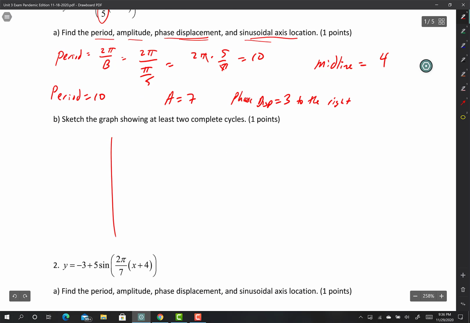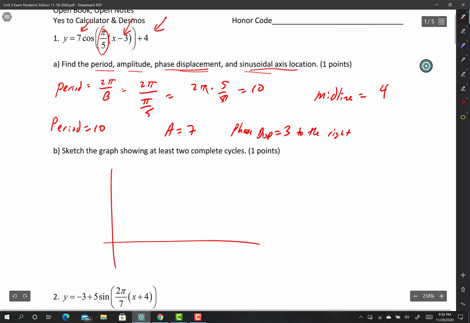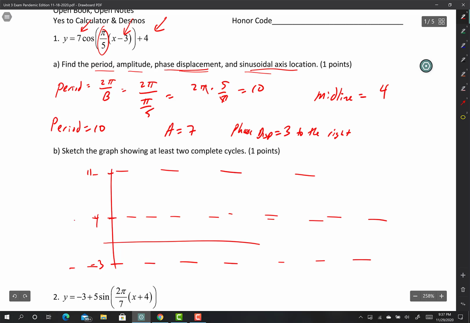And then it says sketch a graph. So here's the y-axis, here's the x-axis. I guess let me put the x-axis lower. The midline was 4, so I'm going to say that this is 4 right here. And then the amplitude is 7, so 7 plus 4 is 11. So I'm going to say 11's up here. And I'm going to go that same distance down. So what's that, -3? I'm trying to be consistent with these gaps here. They may not be perfect, and that's fine.